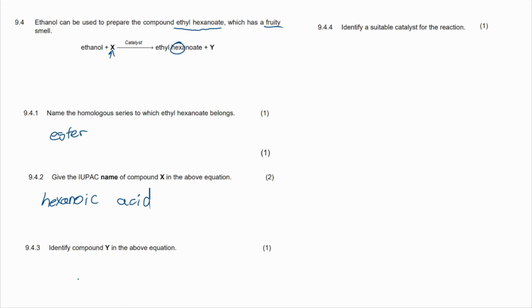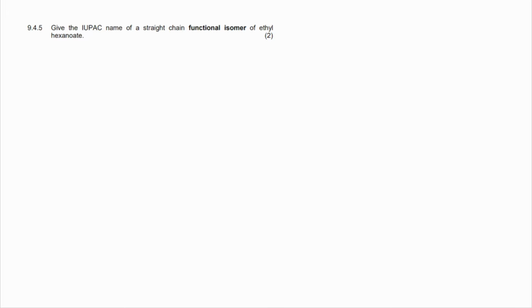Alright. Identify compound Y in the above reaction. Well, with esters, we produce water. That's why you need a dehydrating agent. That's why I think we normally use acid for these ones. Yeah, that's actually exactly what this catalyst over here is. Identify a suitable catalyst. Well, this is just from theory. You need concentrated sulfuric acid. So you could also just write sulfuric acid. Phosphoric acid is also okay. It's allowed.